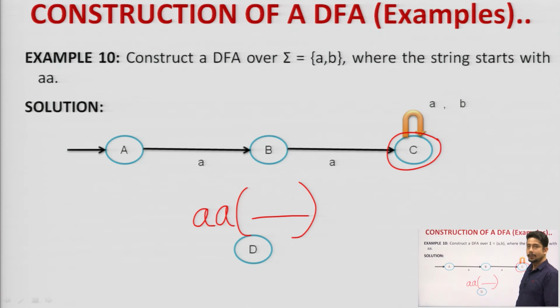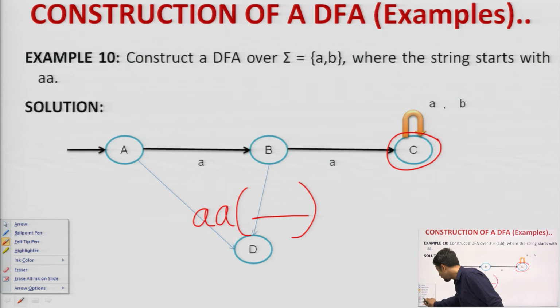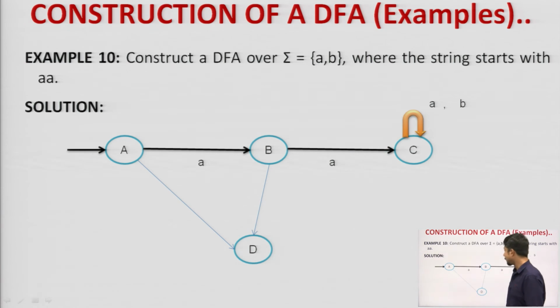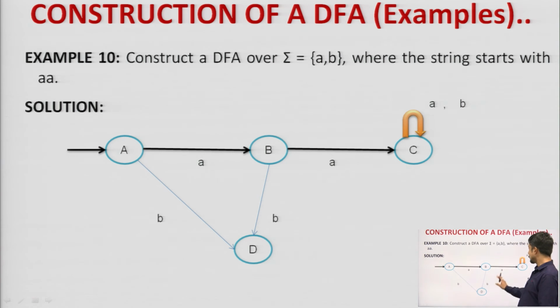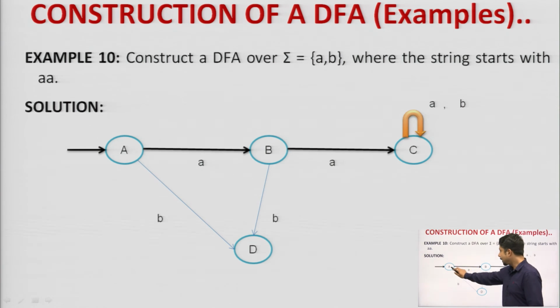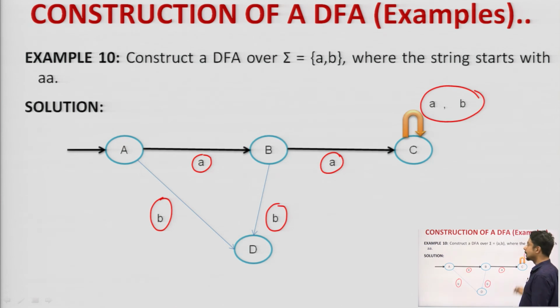So, is it a DFA? Right now, it is not a DFA. What do I have to do? I have to take a dead state over here for satisfying state A and state B. Now, look into the diagram. From state A, A is coming out, B is also coming out. From state B, A is also coming out, B is also coming out. From state C, both A and B are coming out.